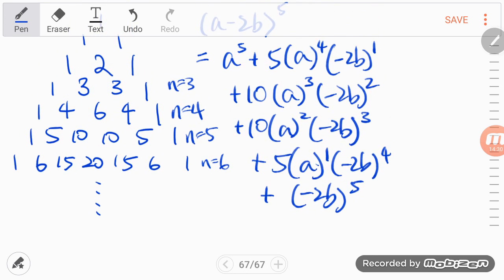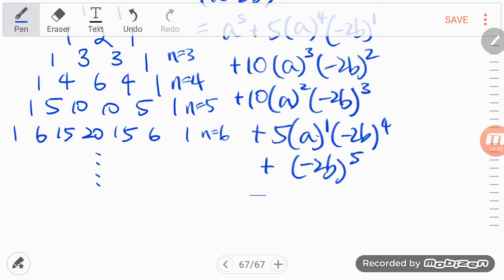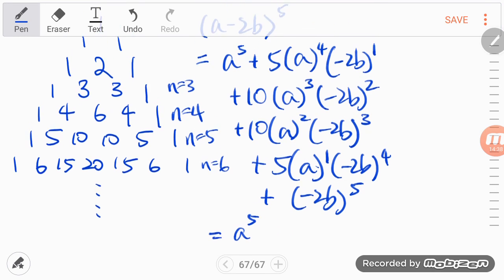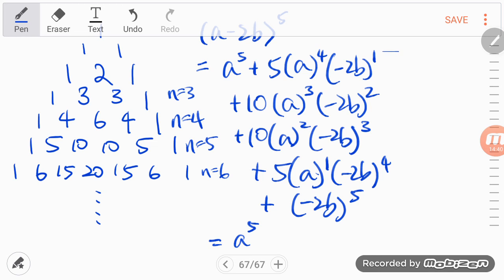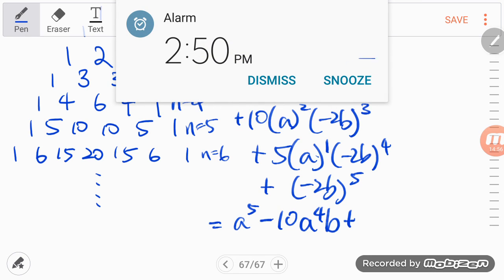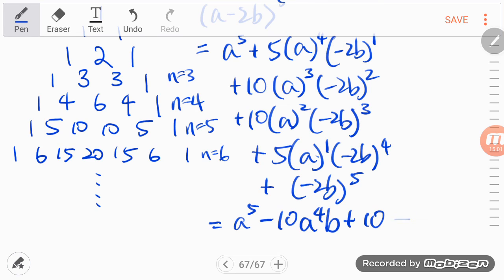Okay, so I can further simplify this whole thing. I will have a to the power of 5. Negative 2b to the power of 1, that's just negative 2b. So I will have 5 times a to the power of 4 times negative 2b. That gives me negative 10a to the power of 4 b. Plus 10a to the power of 3. This will be 4b squared.